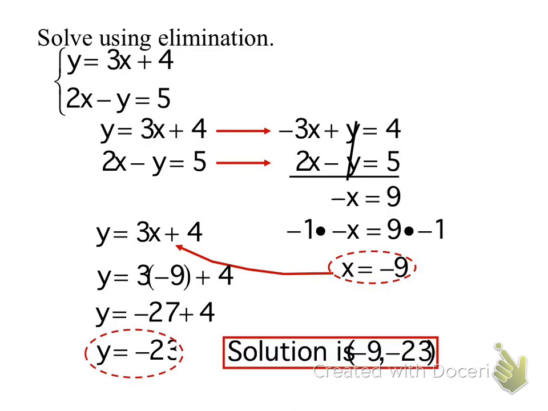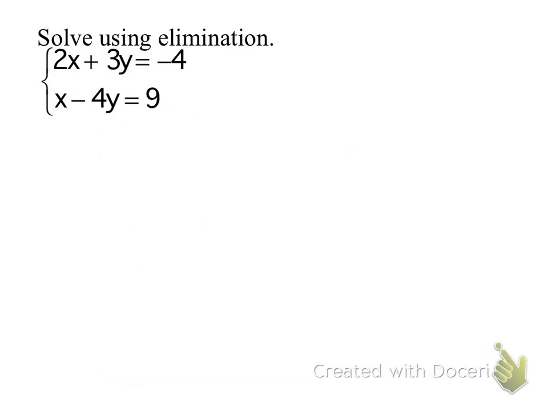Okay, questions? All right, sometimes I have two equations, and there's nothing that's going to be an additive inverse. So I have to manipulate one of the equations. Which equation am I going to manipulate? What would be the easiest? Yep. 2x plus y equals -4.